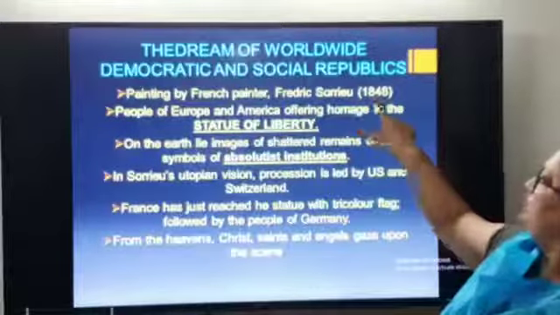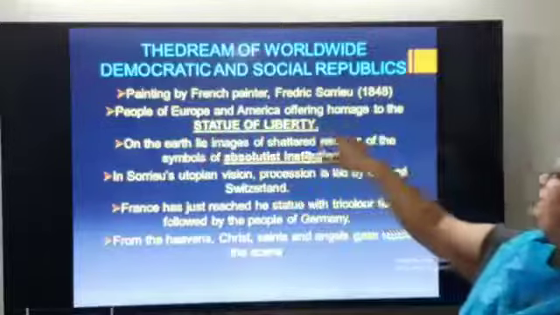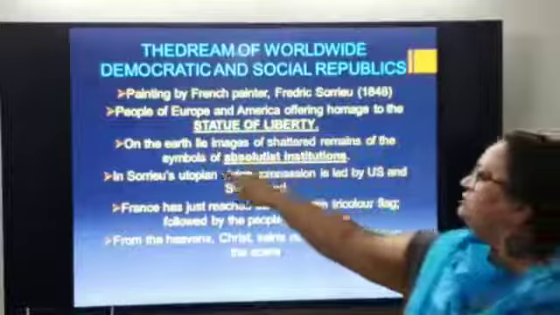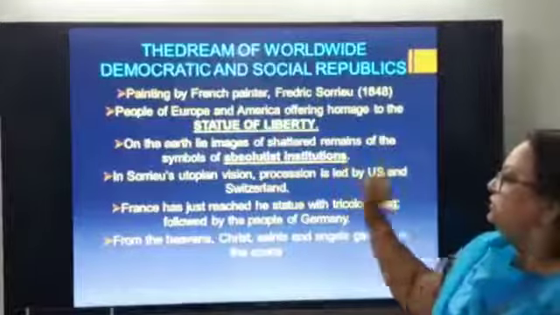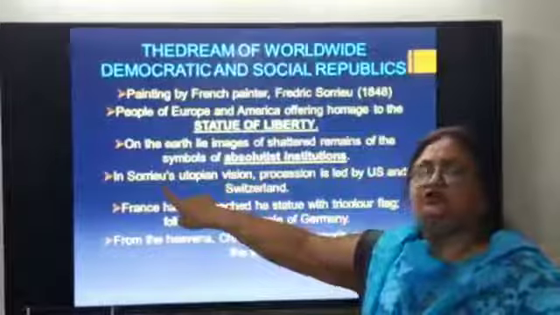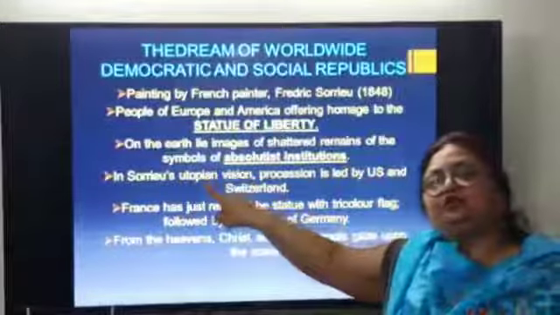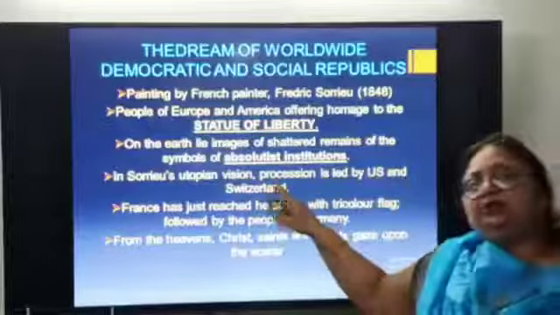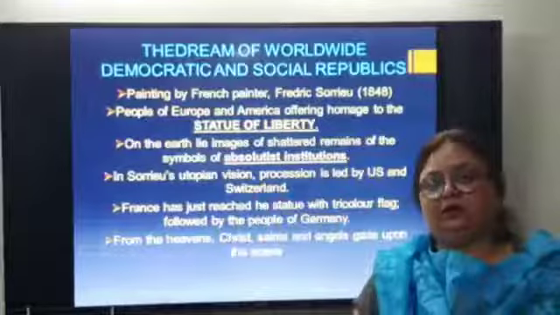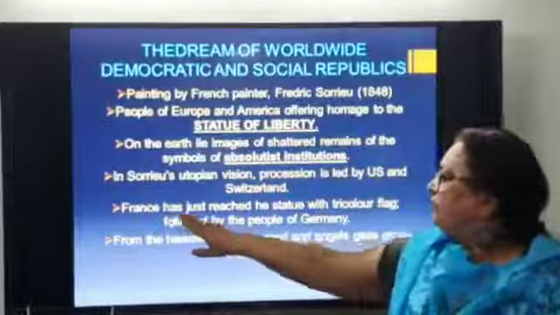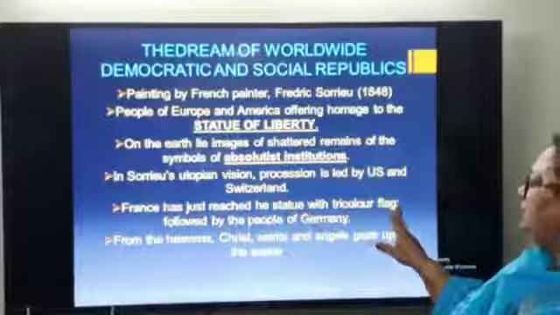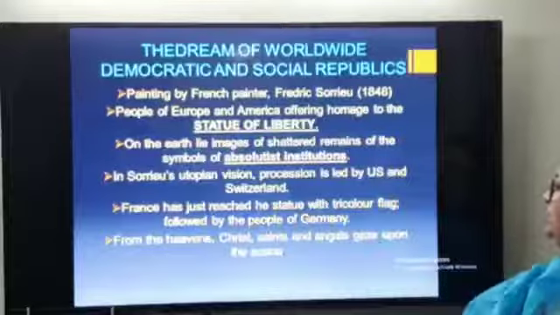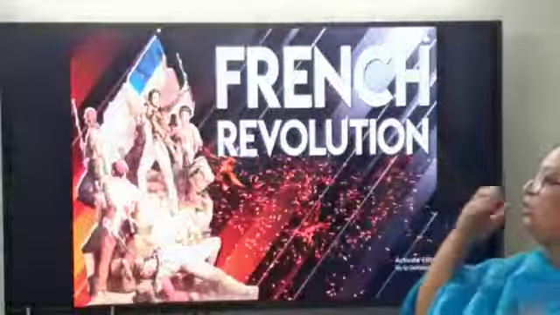Painting by Frederick Sorio in 1848. People of Europe and America offering homage to the Statue of Liberty. On the earth lie shattered remains of symbols of absolutist institutions. It is basically Sorio's utopian vision. Like I said, utopian, something which is far to be true. The procession is led by the US and Switzerland, which have already attained the state of nation state. France has just reached the statue with the tricolor, followed by the people of Germany. And from the heaven we have Christ, saints and angels looking over the earth.